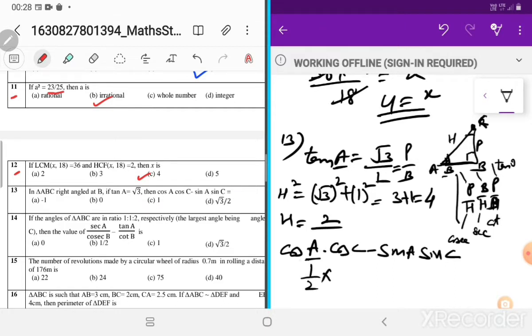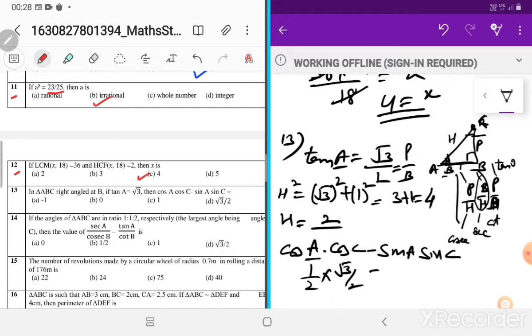If I am taking angle C, then side BC is my base and AB is my perpendicular. Okay, so what is the cos formula? Cos C is B upon H, base upon hypotenuse. Base is BC, and we got BC as root 3 here. So root 3 by H, that is 2. So root 3 by 2, you can say like that. Got it?